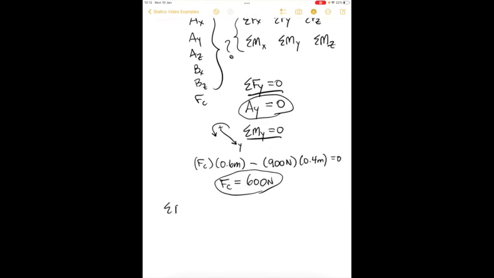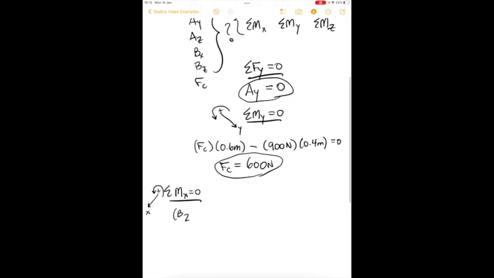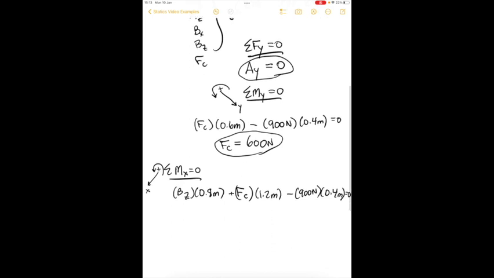Next, we can use the sum of the moments about the x direction. And again, if the x is oriented this way, according to the right-hand rule, this way is positive. So we see two positive moments, BZ at a distance of 0.8 meters. There's a positive moment from FC at a distance of 1.2 meters from the x-axis, and our 900 Newton force, all equal to 0. And we can solve for BZ.